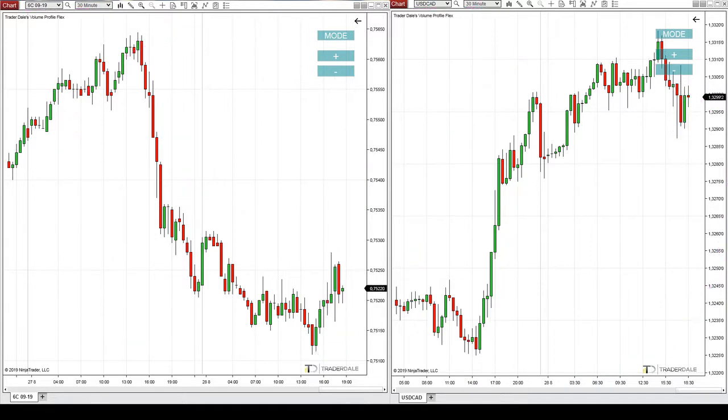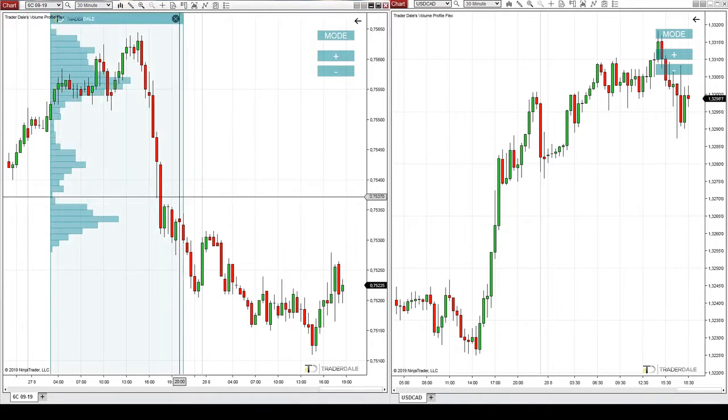Also, the prices are completely different. Futures is 0.75, Forex is 1.33. It's completely different. Also, 1 tick on futures isn't equal to 1 pip on Forex. But still, you can transfer the levels as I showed you using the volume profile. You use the volume profile tool as I showed you before.